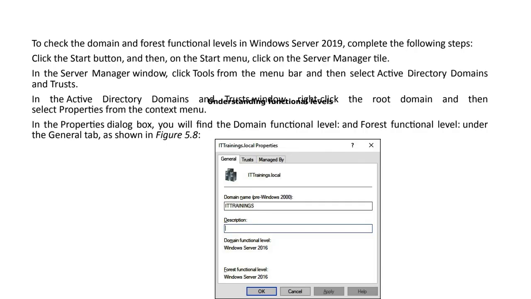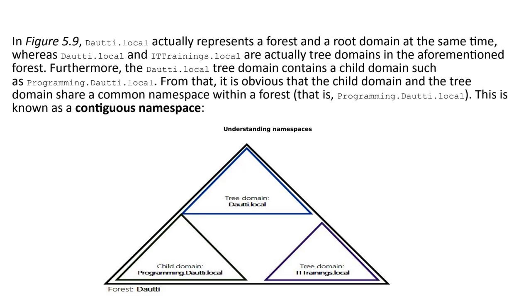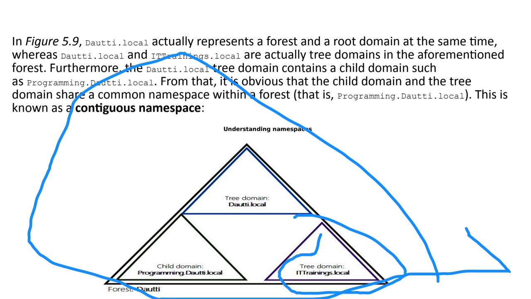Okay, now we are going to do this slides. This is again namespace. Namespacing, how the naming is done. And we have already studied this. Here we have this forest. We have this tree. This is a child domain of this. Is this a child domain? No, this is a new tree. But they are all in the same forest.